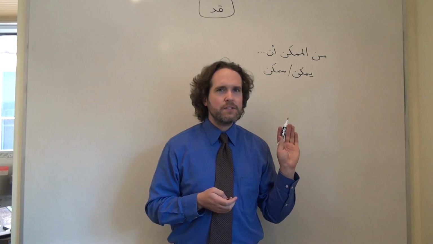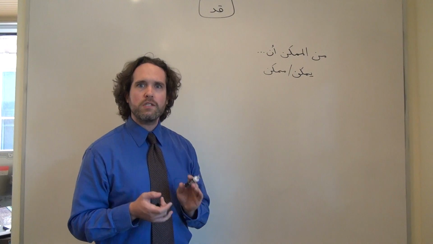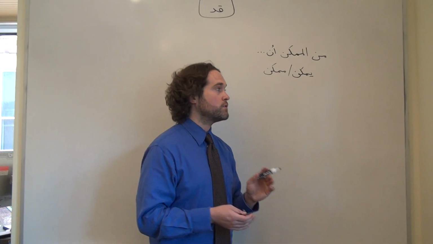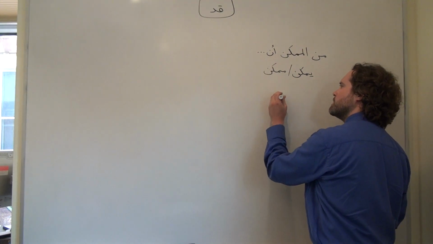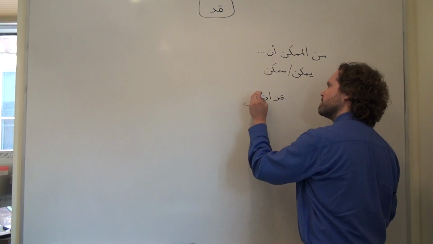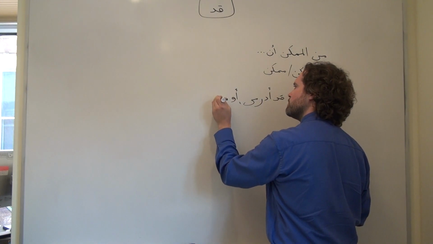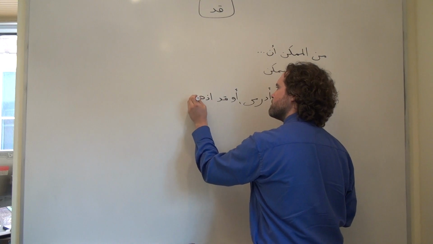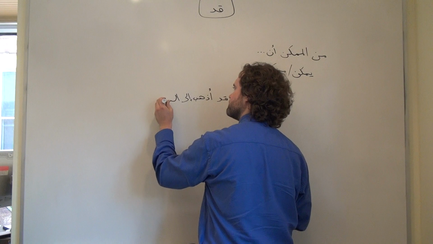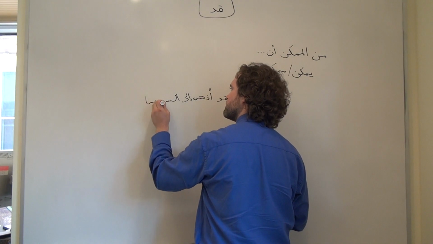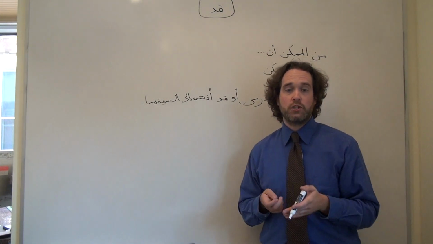And when we use qad to mean that, to imply that possibility and uncertainty, we always follow it with a present tense verb. So, I might study or I might go to the movies. We could render that as qad adrus, or qad adhhab ila al-sinima. Maybe X, maybe Y, I'm not sure.